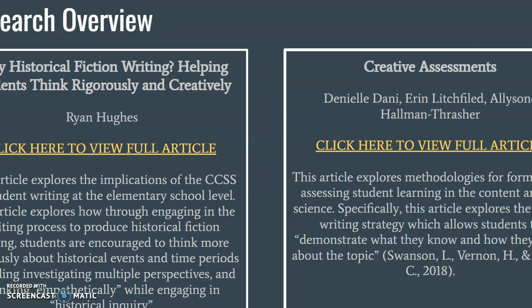The next research article is called "Creative Assessments," by Danny Litchfield and Hallman Thrasher. This article explores methods for formatively assessing student learning within the content of science and looks specifically at the RAFT strategy, which is in many ways a writing to learn strategy, and it allows students to demonstrate what they know and how they think about a topic without just delivering information directly back to the teacher that has no practical application purposes.